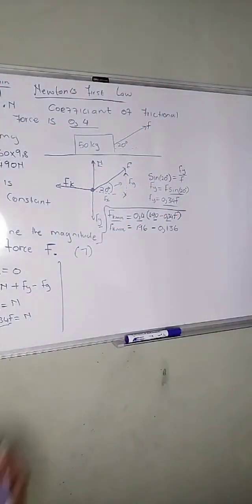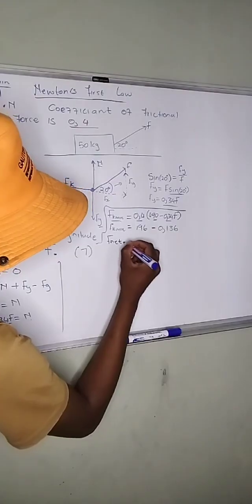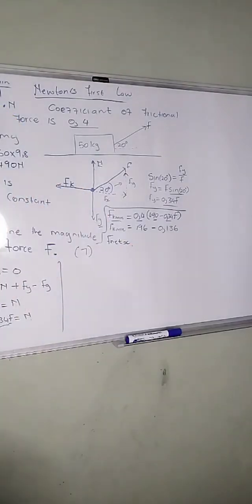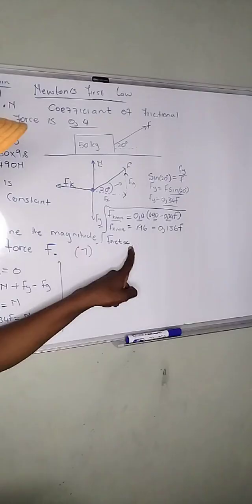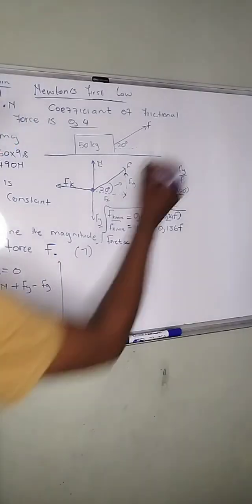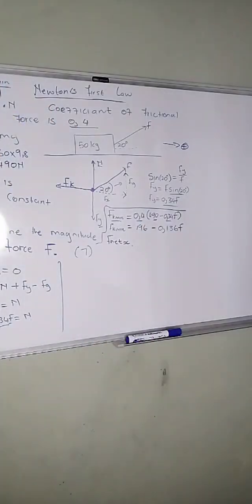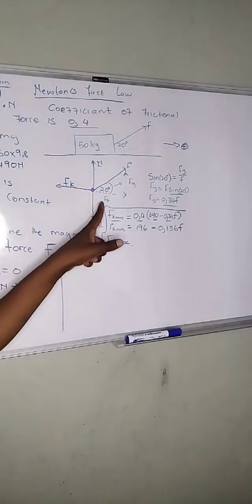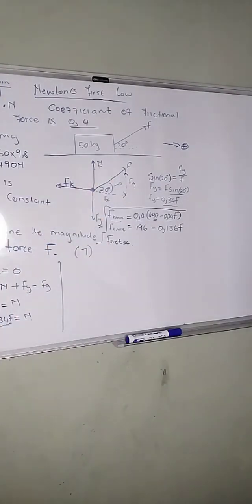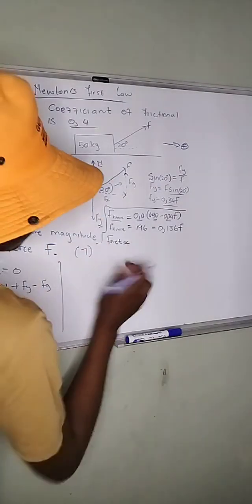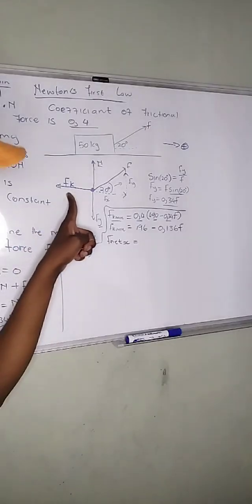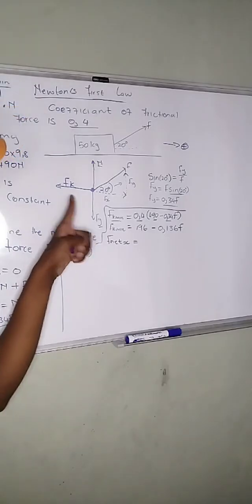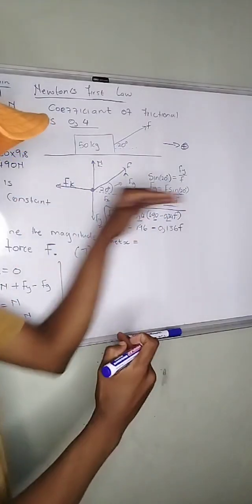Now let's take the F net along the X axis and see what we are going to get. I'm taking the east side as positive. So what am I having in the horizontal? I'm having Fk, because it's along the x-axis.